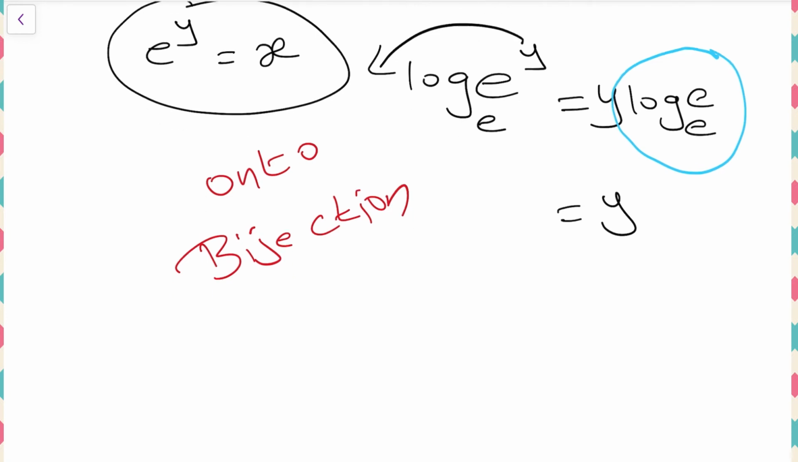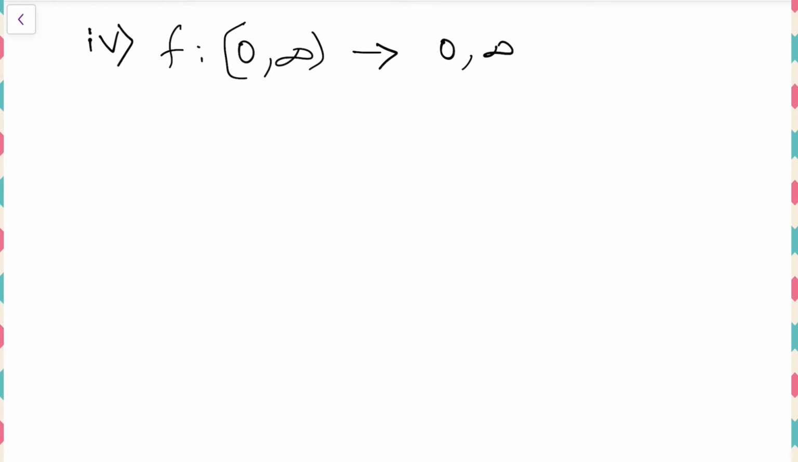Next, let us move to the fourth question in this bit only again. F is a function from [0, infinity), where 0 is included, to again [0, infinity), 0 is included, and the function is defined as f of x is equal to x square.